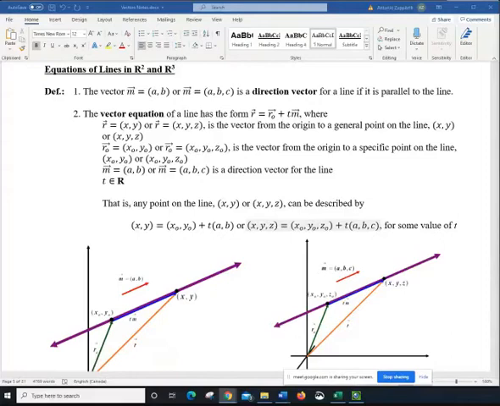Okay, so let's get started. So this is lesson 15. Before we start, let's do a recap, because I didn't really do a recap of the equations of lines that we saw. Let's take a look here.